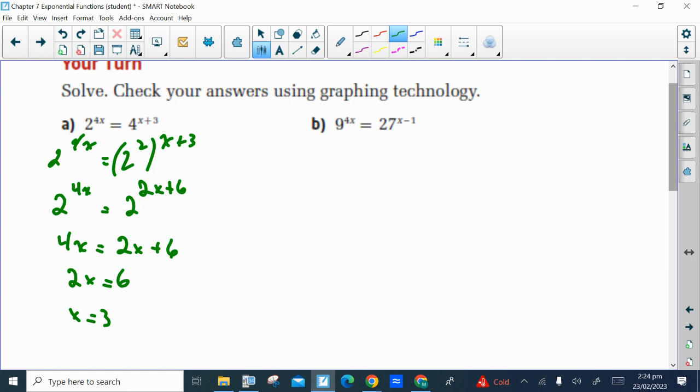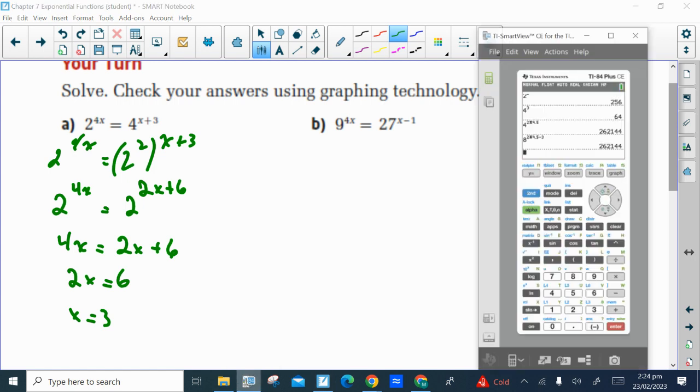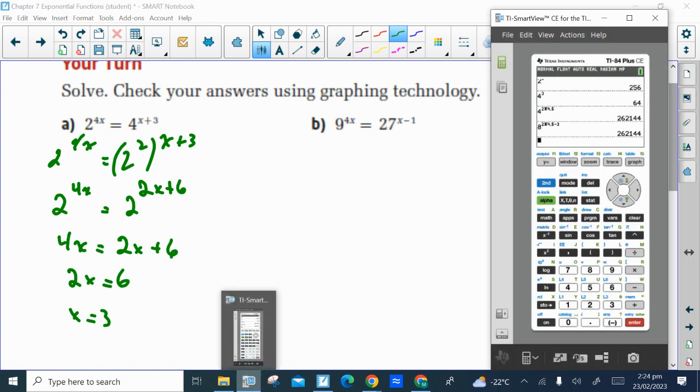So, how do you check this on the graphing calculator? Well, we're saying that x equals 3 is a solution to this equation. It's a value of x that makes the left side and the right side equal.